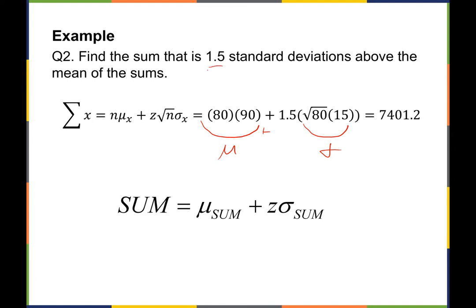We want 1.5 of them, so we multiply those by 1.5, and we can see that the sum, 7,401.2, would be 1.5 standard deviations above the mean for the sums. So that's a calculation that people want you to do sometimes. When you're doing that sort of calculation, you're just going to use the mean plus the z-score of 1.5 times your sigma for the sum.